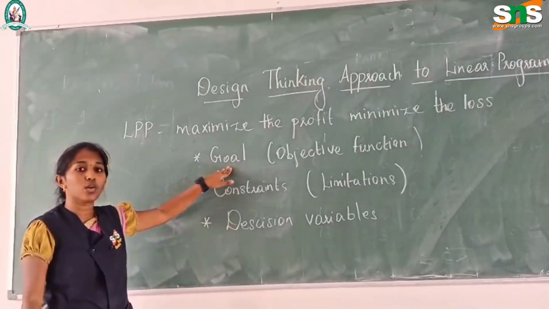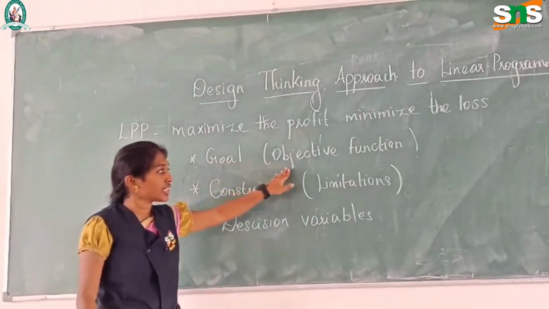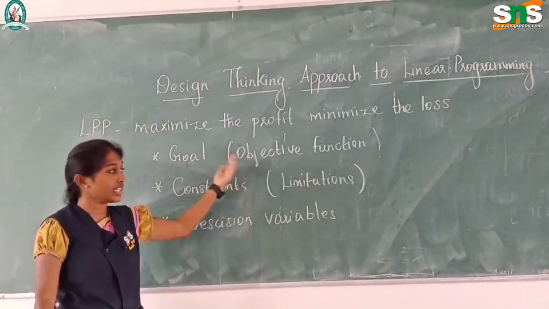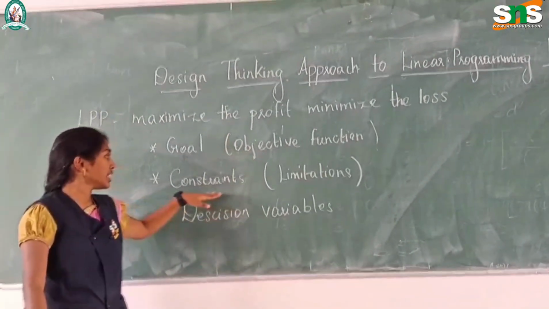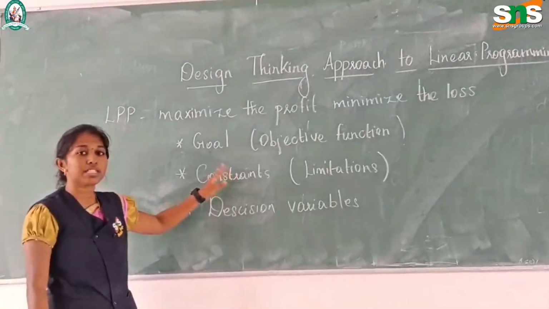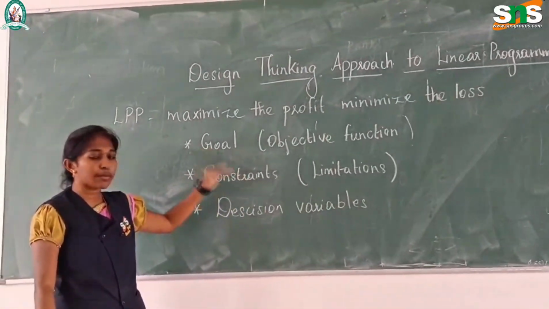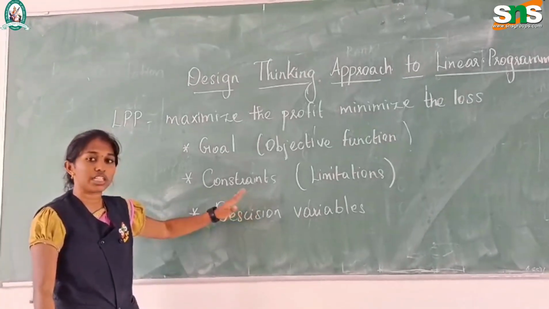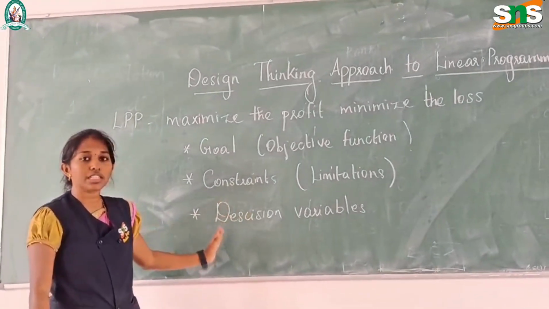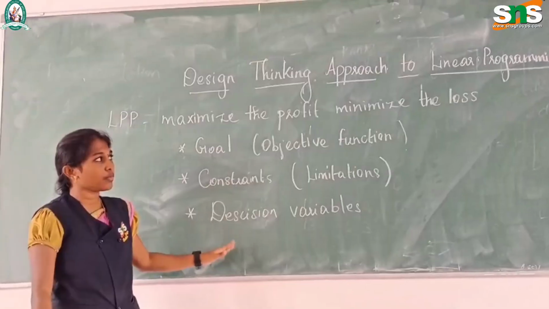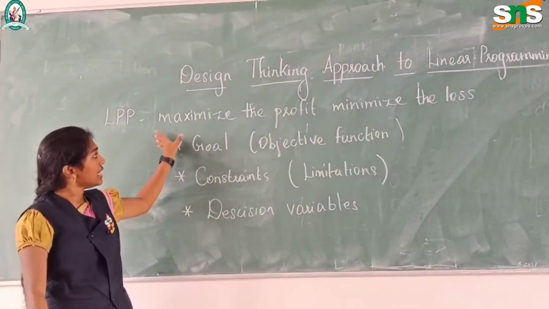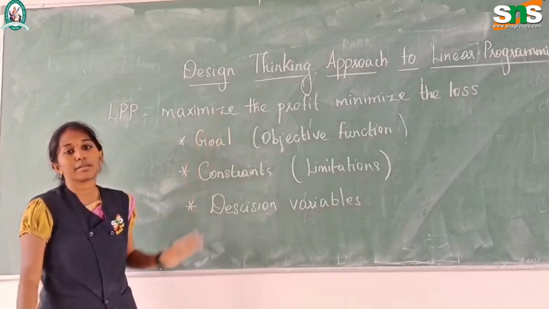So first one is the goal. The goal means the objective function. This defines what is the problem that we are going to do, whether it is minimize or maximize. And the next one is the constraints. Constraints means conditions. So we are going to use some conditions to solve this problem. And the final one is decision variables. The decision variables means how many products that we are going to make in this problem. So this is the simple step of linear programming problem. The ultimate aim is to maximize the profit and minimize the loss.